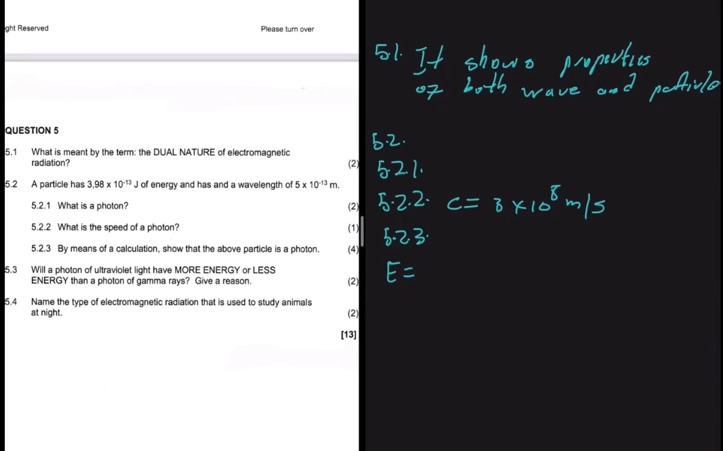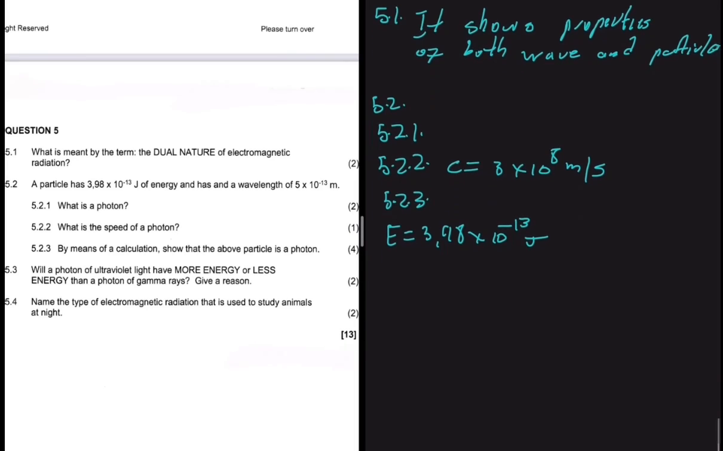It is said to be equal to 3.98 times 10 to the minus 13 joules, right? And then we're given the wavelength. It is said to be equal to 5 times 10 to the minus 13 meters. Right, and then the question is saying that by means of a calculation, let's show that the above particle is a photon. How would you know that a particle is a photon?